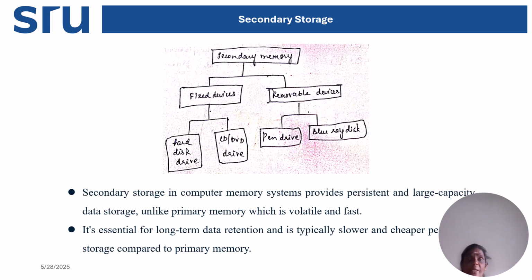So here is secondary memory, which is divided into fixed devices and removable devices. Fixed devices are further divided into hard disk device and CD or DVD drive. And removable disks are further categorized into pen drive and Blu-ray disc.